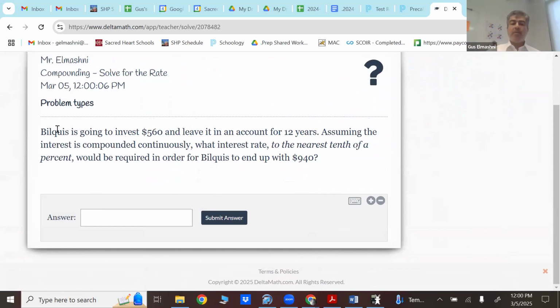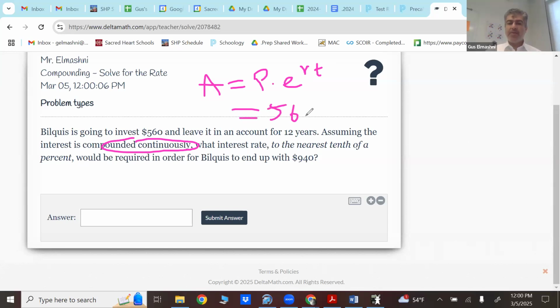Yes, thanks. Okay. So you're told it's compounded continuously. I will provide that formula. This is the formula for compounded continuously, okay? A equals P times e to the rt. How much are you starting with? What do you want to get to? And we don't know the rate, but how long are you investing your money? 12 years. Okay. All right.